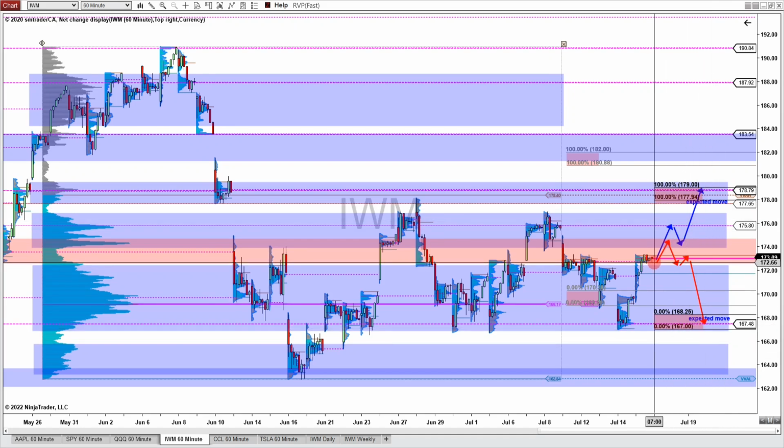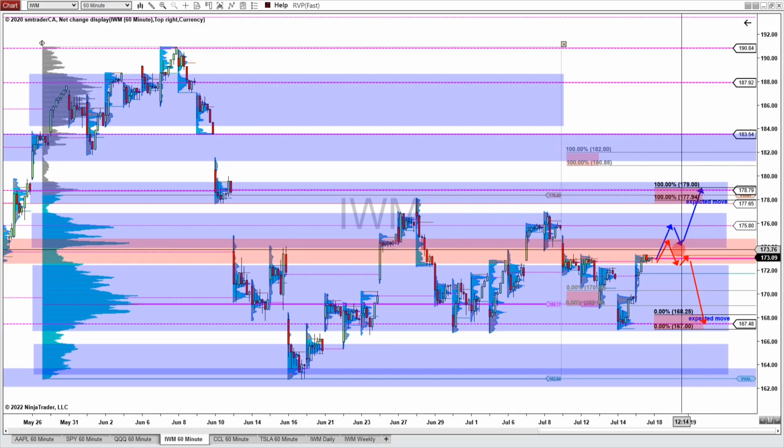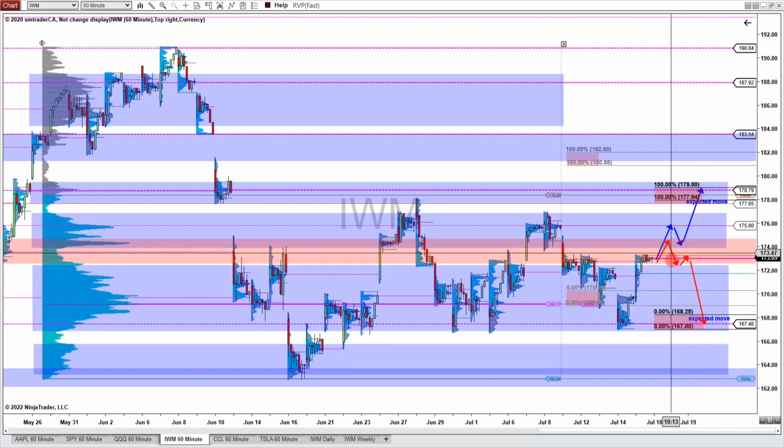Now for the downside, basically looking for the price to see would it be able to hold this virgin point of control somewhere near the 173 and also hold inside of this support area.